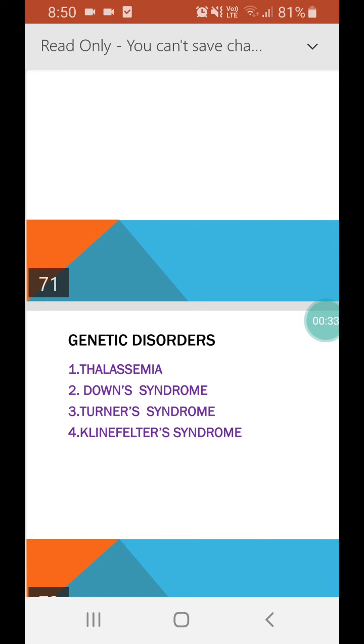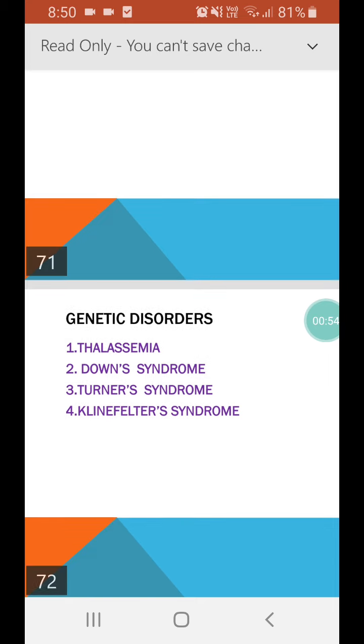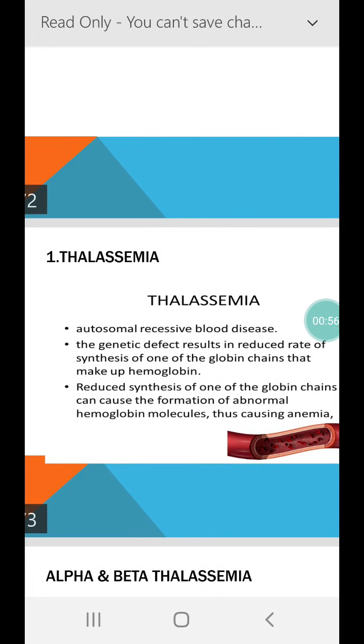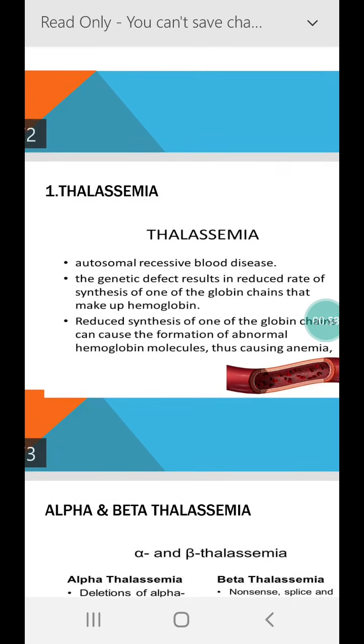Thalassemia is a Mendelian disorder, while Down syndrome is a chromosomal disorder. And the next two, Turner syndrome and Klinefelter syndrome, are sex chromosomal abnormalities. So all four types we will study now. First, come to thalassemia.